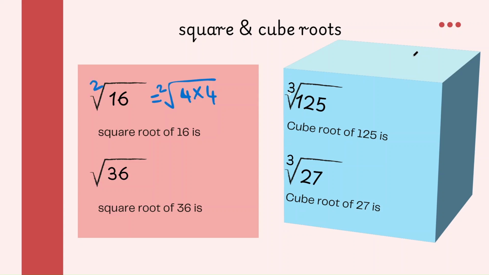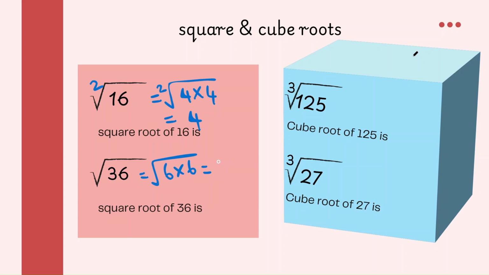Here see 3 is given, but here nothing is given. Nothing is given means that it is a square root. 4 4s are 16. So only one 4 we can take out because it is square root. So square root of 16 is 4. Here also square root of 36 is 6 into 6. 6 6s are 36.